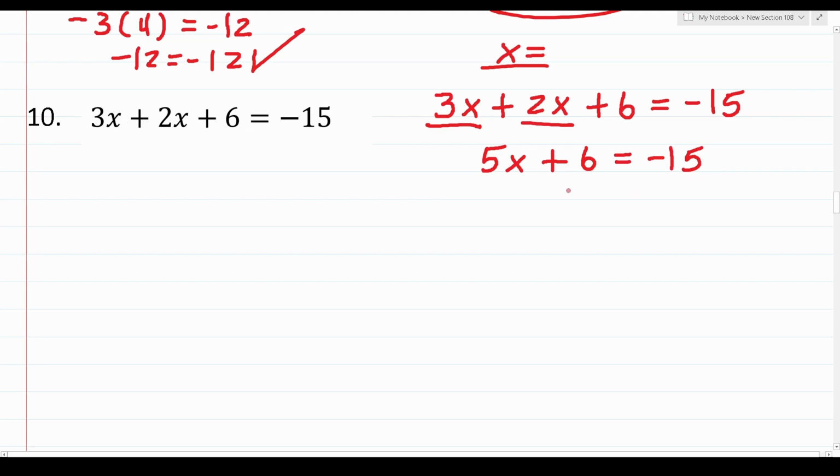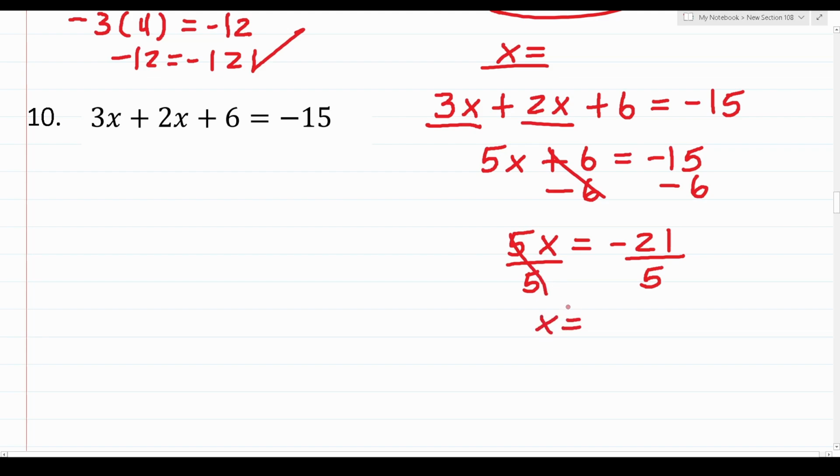All right, so let's go ahead and keep solving this one. Let's subtract 6 from both sides now. This crosses out, so leaving us with 5x equals negative 15 minus 6 is negative 21. And finally, let's divide both sides by 5 now to get x by itself. This crosses out here, leaving you with x equals negative 21 over 5. All right, so I'm not going to plug that one in to check this. That would take a lot of work. I'm fairly confident I solved this one correctly.